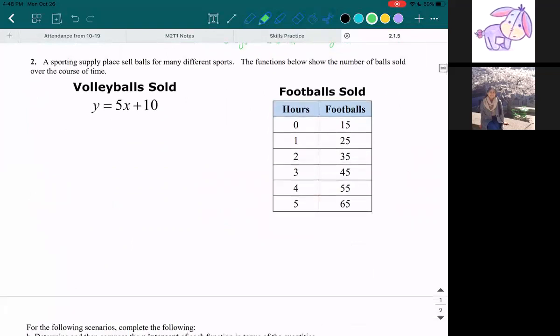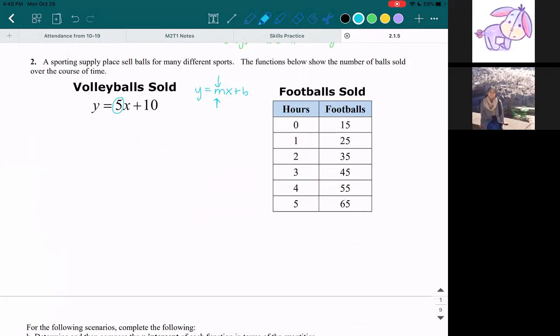A sporting supply place sells balls for many different sports. The functions below show the number of balls sold over the course of time. So now we are comparing a t-table and an equation. So for the equation, it's very straightforward. You just have to look at the m value. What is next to x? So remember, we have y equals mx plus b. The rate of change is the m, so the thing that's in front of the x multiplied to the x. So in this case, our rate of change is 5.